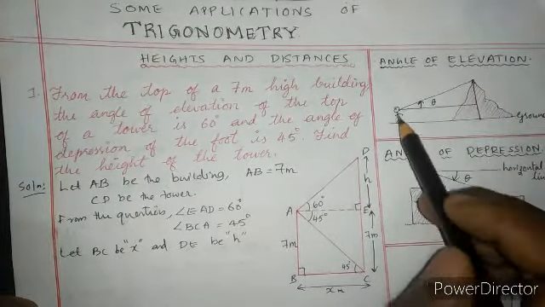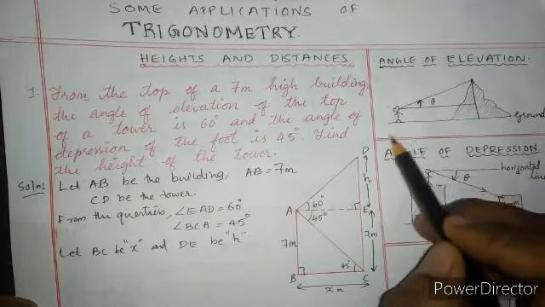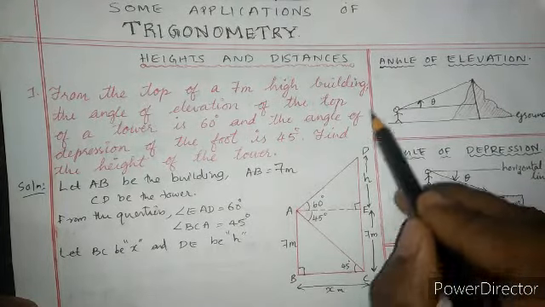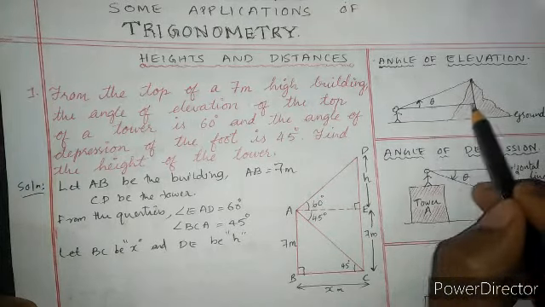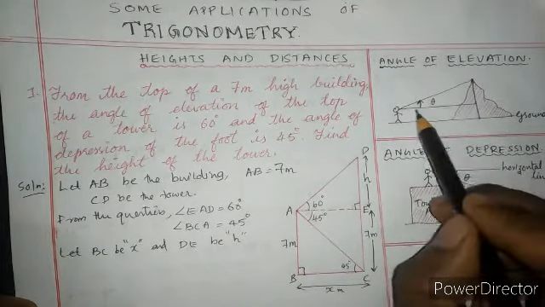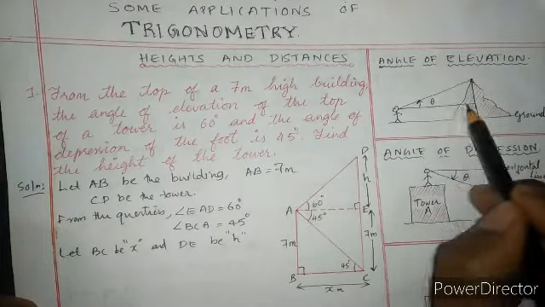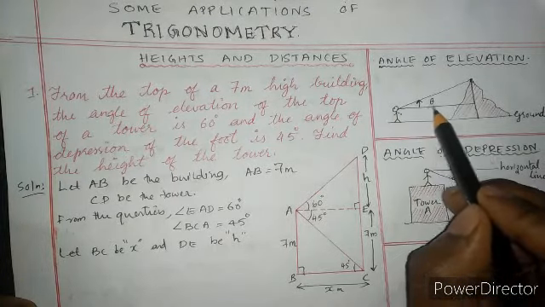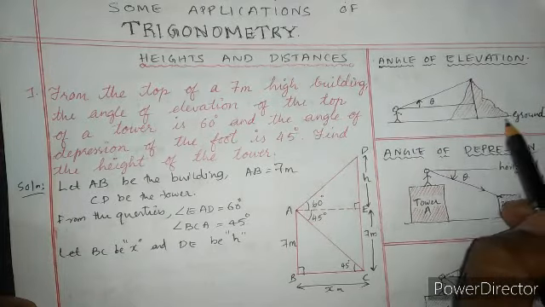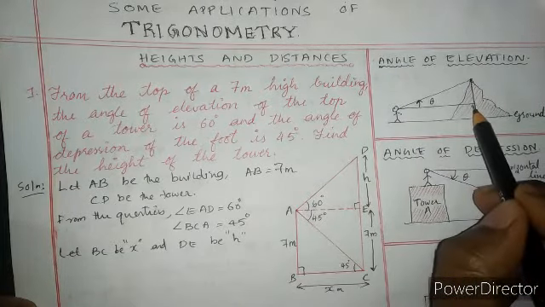Angle of elevation: just imagine a person who is standing there. Here I have drawn an imaginary person standing. The straight line from his eyes is what we call the horizontal line. So every time, from the eyesight of a person, the line which goes straight and is parallel to the ground is what we call the horizontal line.